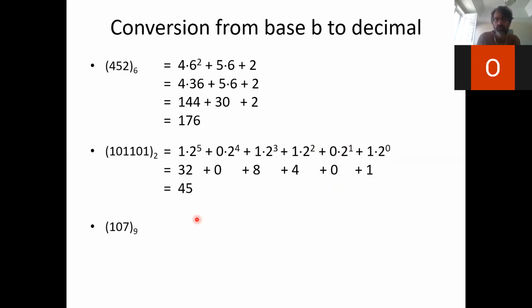and then compute. And base 9 is the same story, right? I just take base 9: so 9 to the 0, 9 to the 1, 9 to the 2. I interpret these digits as the coefficients, and I compute.